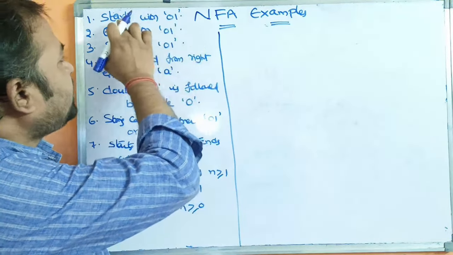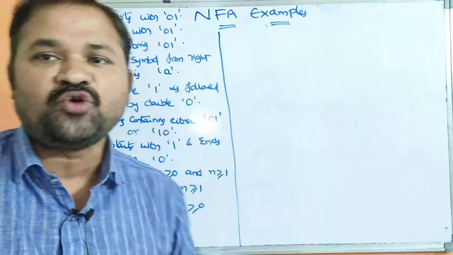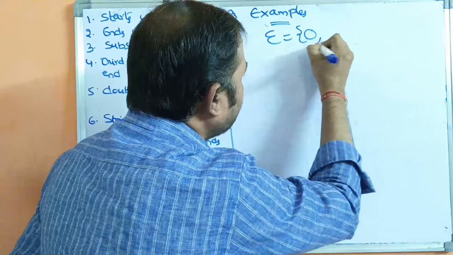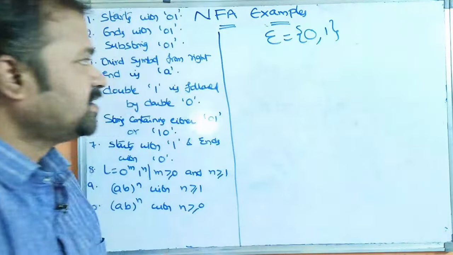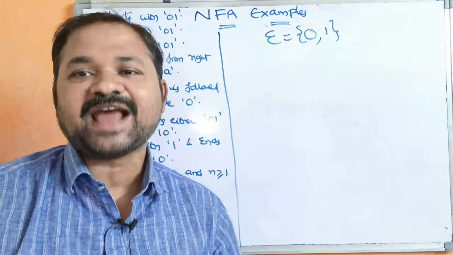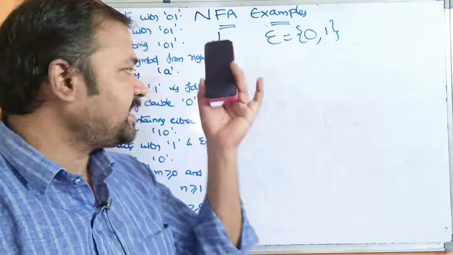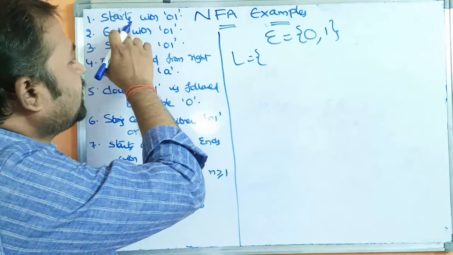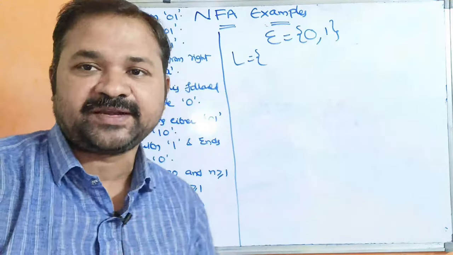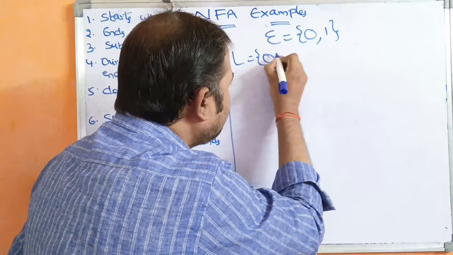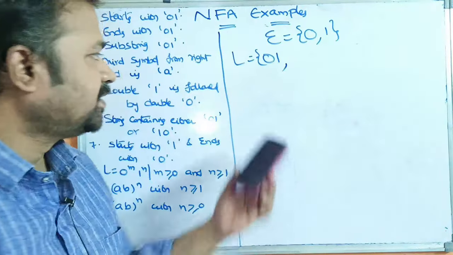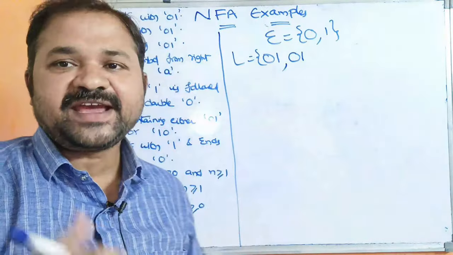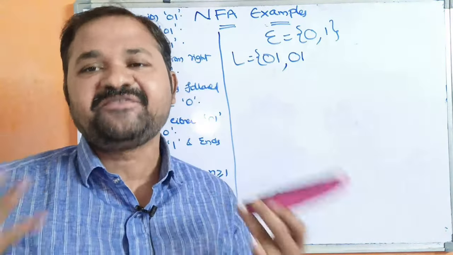Construct NFA for the strings starting with 01. So here, the input alphabet contains two symbols, 0 and 1. First we have to construct the language before constructing the NFA. So L is equal to, here what is the problem? Here the string starts with 01. So 01 is the minimum length string.